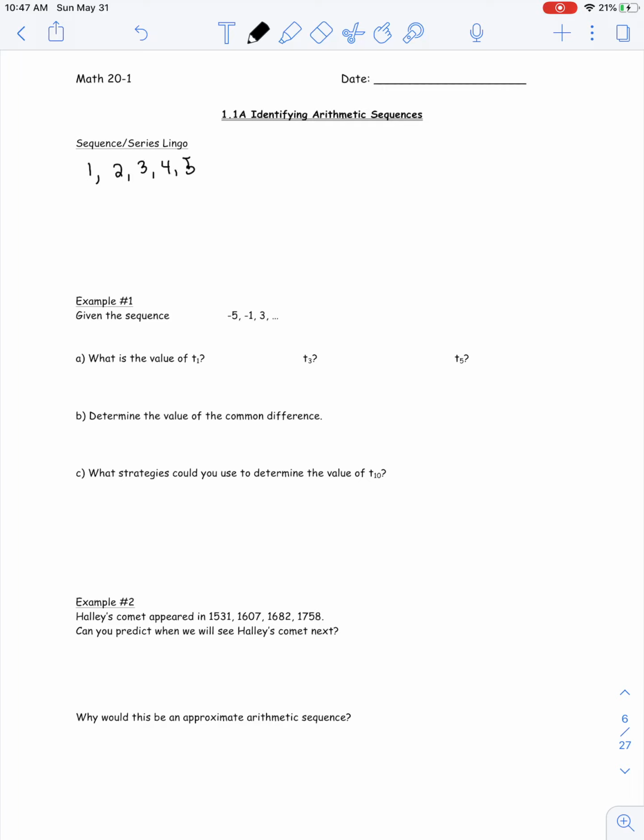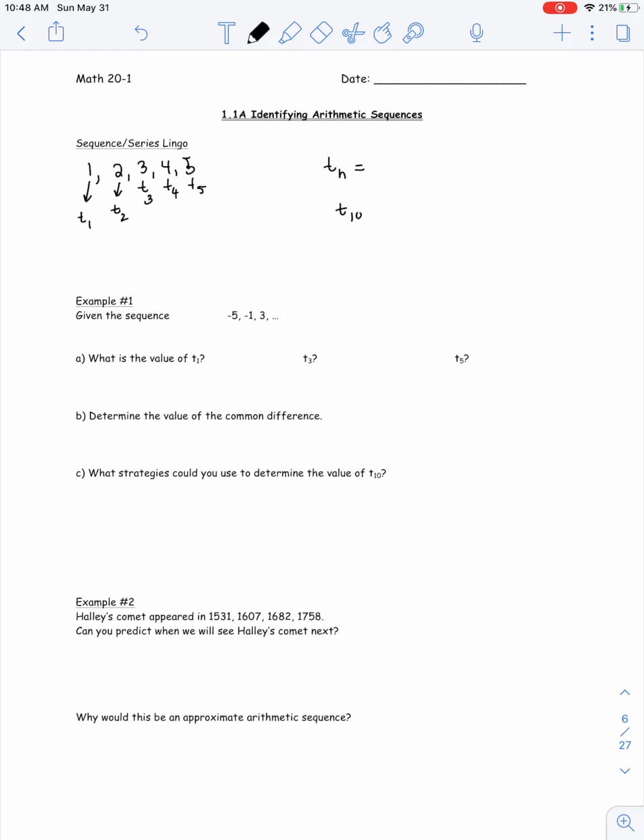So this is the most basic sequence that we're used to. The first term, meaning the first number in the sequence, is always labeled as term 1. And then so on. So this is term 2, term 3, term 4, term 5. Let's say I want to find a certain term within the sequence. I would say Tn. So that could represent an unknown term within the sequence.